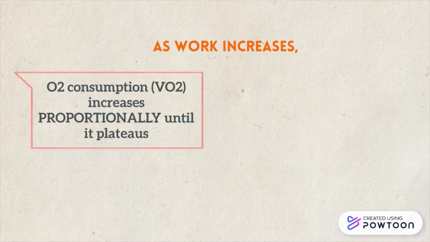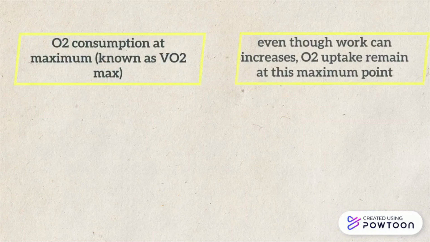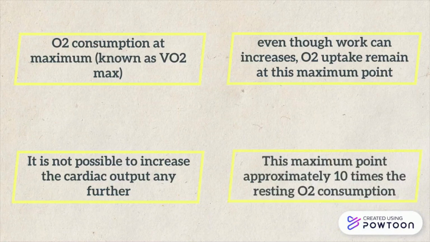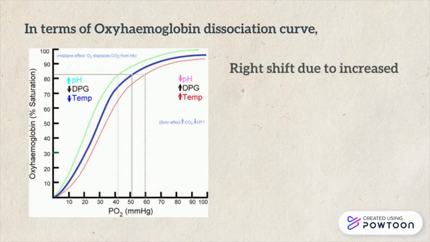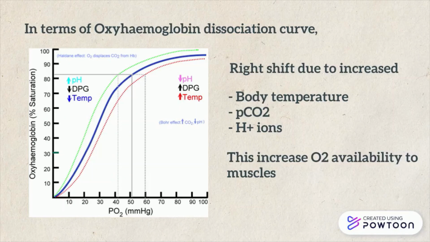As work increases, oxygen consumption increases proportionally until it plateaus. This should occur after the anaerobic threshold has been reached. At this point, oxygen consumption is at a maximum, and even though work can increase, oxygen uptake will remain at this maximum point because it is not possible to increase the cardiac output any further. This maximum point is approximately 10 times the resting oxygen consumption. In terms of the oxyhemoglobin dissociation curve, exercise causes a right shift due to the increase of body temperature, partial pressure of carbon dioxide, and hydrogen ion. This increases oxygen availability to the muscles.